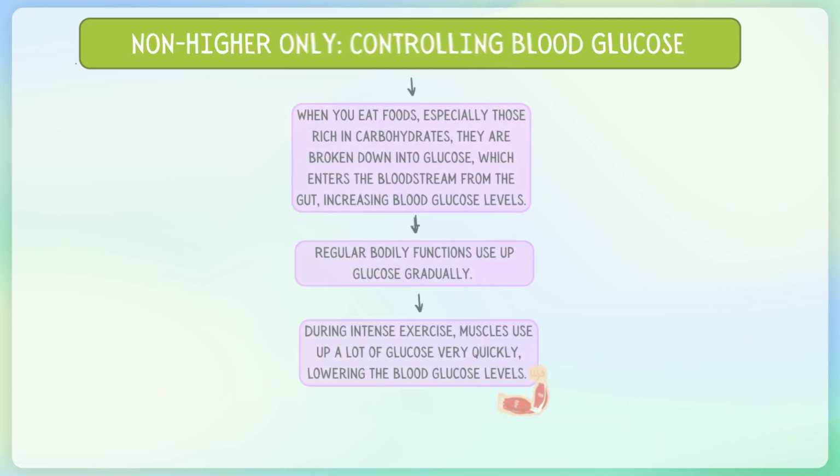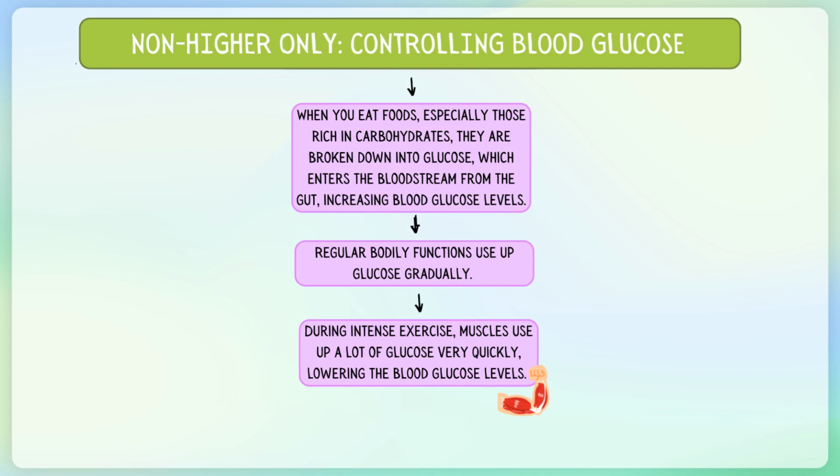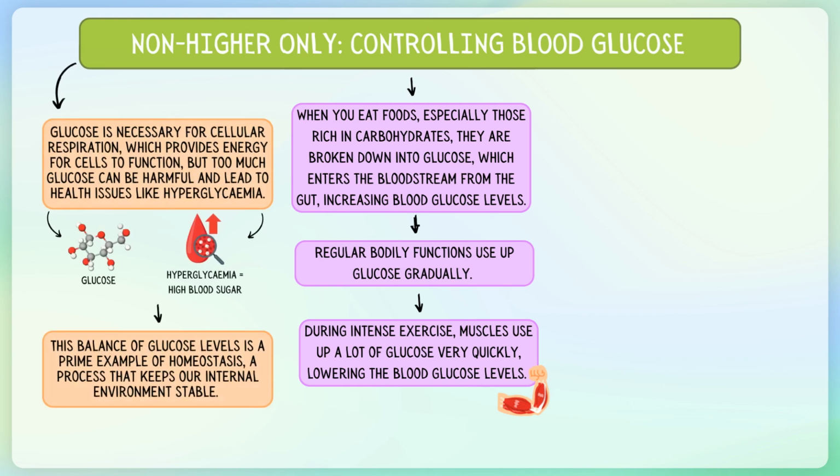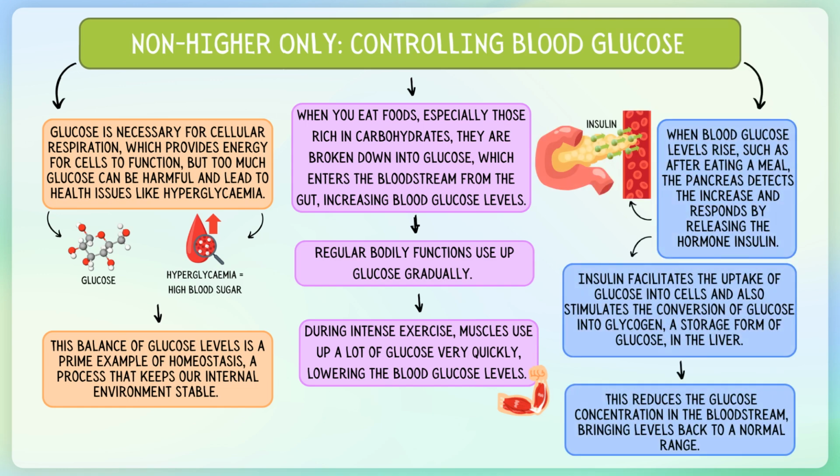In today's lesson, we focused on the regulation of blood glucose levels, an essential aspect of maintaining homeostasis in the body. We began by discussing why it is crucial to keep glucose levels within a narrow range. Glucose is necessary for cellular respiration, which provides energy for cells to function, but too much glucose can be harmful and lead to health issues. We then explored the role of the pancreas in regulating blood glucose levels. When blood glucose levels rise, such as after eating a meal, the pancreas detects the increase and responds by releasing the hormone insulin. Insulin facilitates the uptake of glucose into cells and also stimulates the conversion of glucose into glycogen, a storage form of glucose in the liver. This reduces the glucose concentration in the bloodstream, bringing levels back to a normal range.